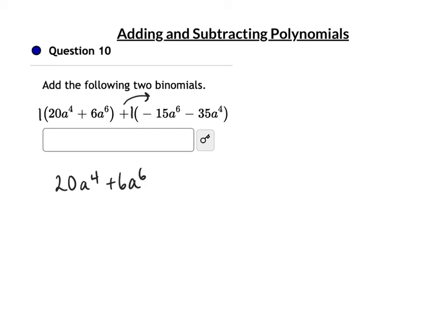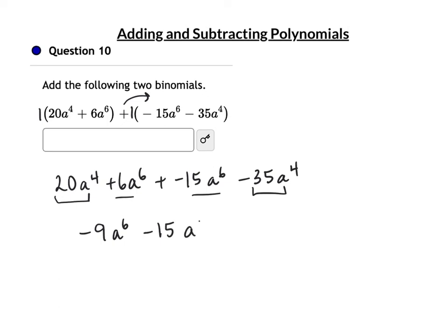My question then is 20a to the 4th plus 6a to the 6th plus negative 15a to the 6th minus 35a to the 4th. I'm going to combine like terms. I'm going to start with my a to the 6th, my highest power. That would be standard form, highest power down. 6 plus negative 15 is negative 9a to the 6th. And then I'll add my a to the 4th. They're like terms. 20 plus negative 35 would be negative 15a to the 4th. And there's my answer in standard form.